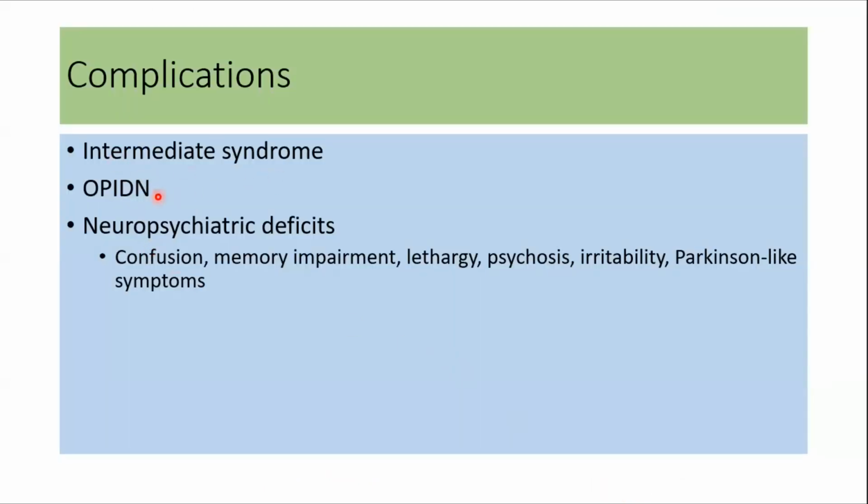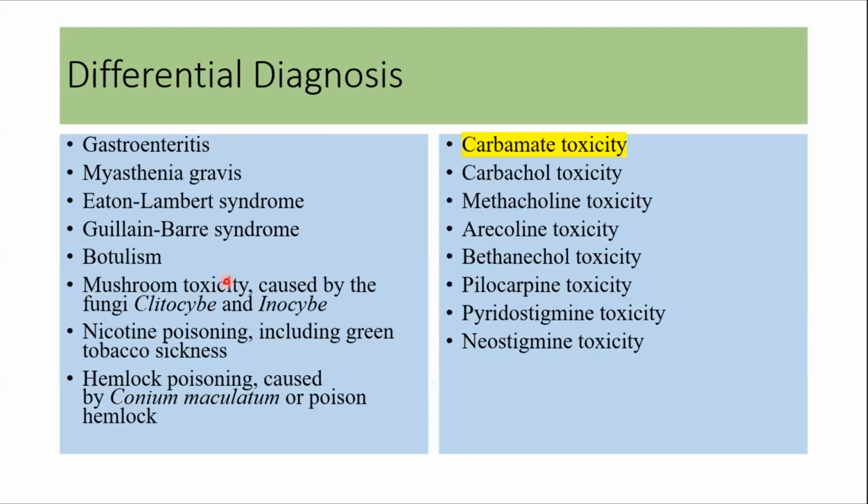Complications include intermediate syndrome, organophosphate-induced delayed neuropathy, and neuropsychiatric deficits like confusion, memory impairment, lethargy, psychosis, irritability, and Parkinson-like symptoms. The differential diagnosis is broad and might include gastroenteritis, myasthenia gravis, Lambert-Eaton syndrome, botulism, nicotine poisoning, carbamate toxicity, and other toxicity like neostigmine toxicity and pyridostigmine toxicity.